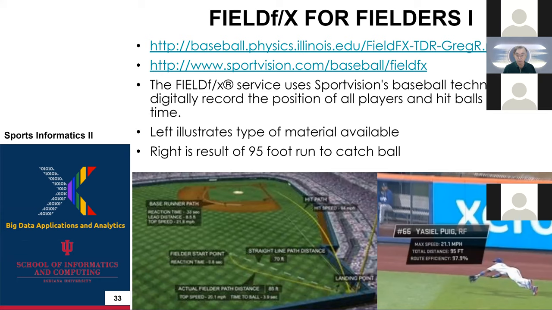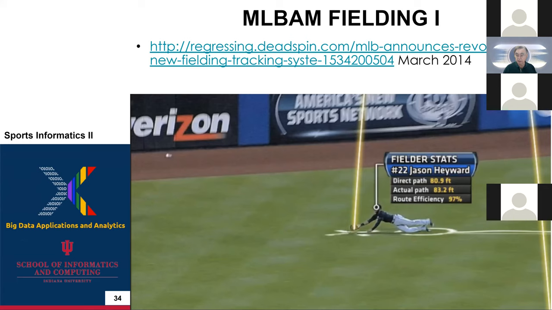The middle of this particular slide is the type of material that's available. And this is done better here. Here you have this fielder, and this comes from one of these videos. Jason Hayward is running and manages to catch the ball. And you see what they've recorded. This video records the actual distance between where Jason started and where he ended, and the actual distance he ran, 83 feet instead of 80.81. Presumably he didn't necessarily judge the landing position quite correctly. Anyway, he didn't do badly.